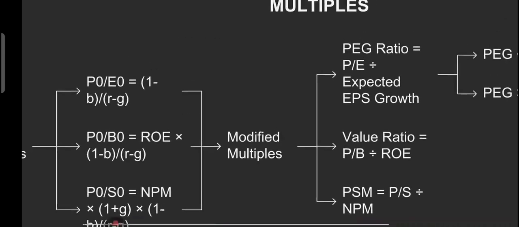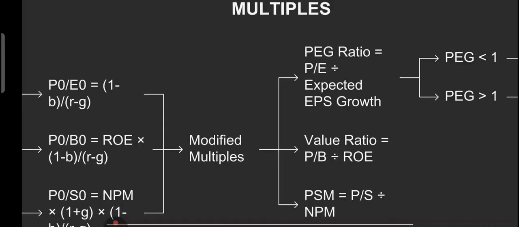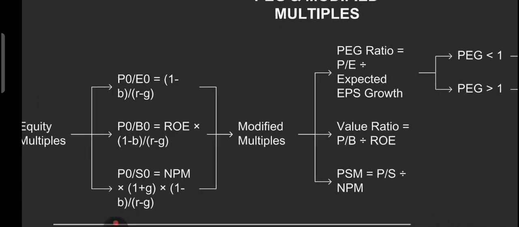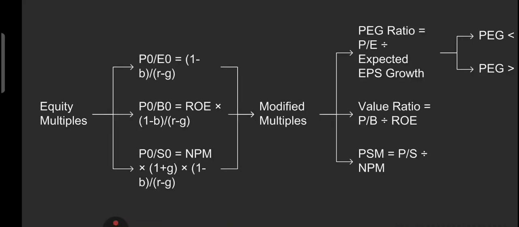But you know what happened? Real-world investing demands more precision, and that is where modification comes into the picture. That is called modified multiples. We adjust the traditional multiple to factor in growth, margin and return. I think you know the meaning of b: b means retention ratio. Small r is the required return. g is the growth rate. NPM is the net profit margin.